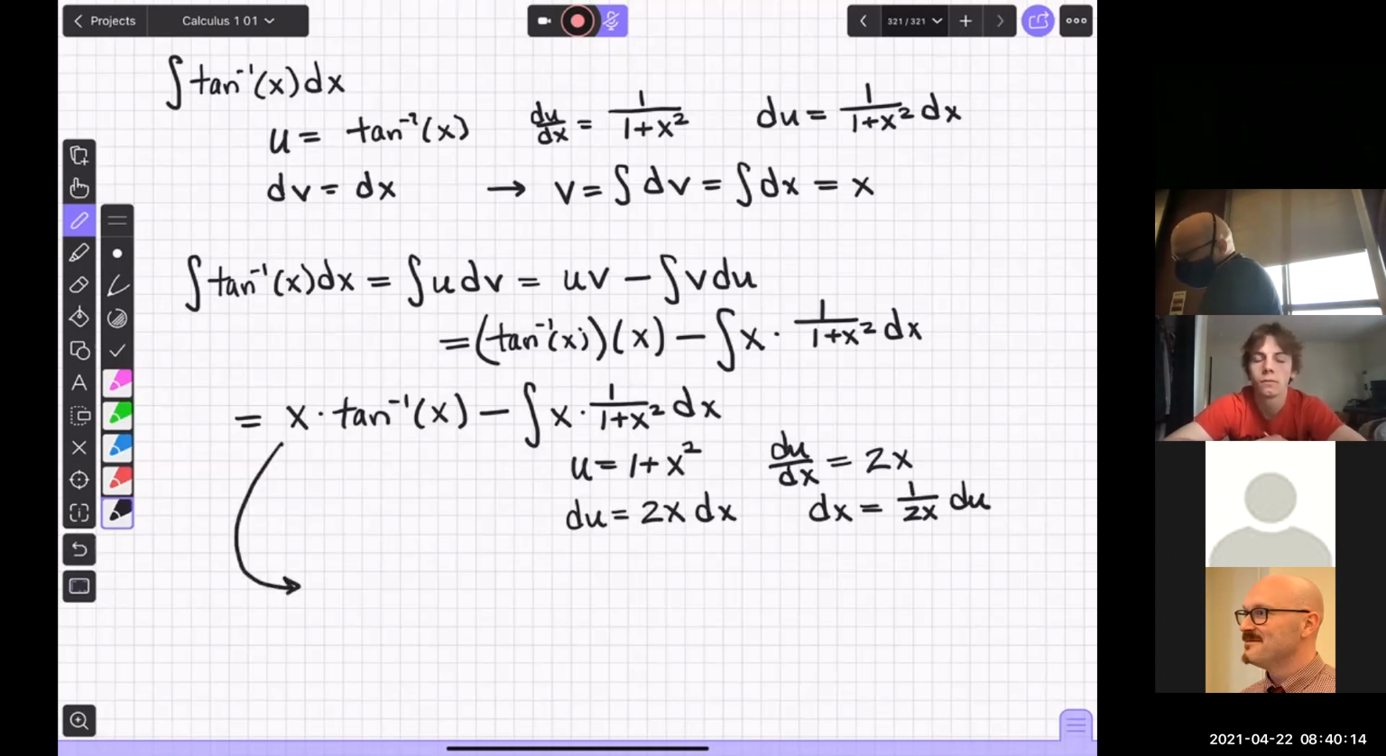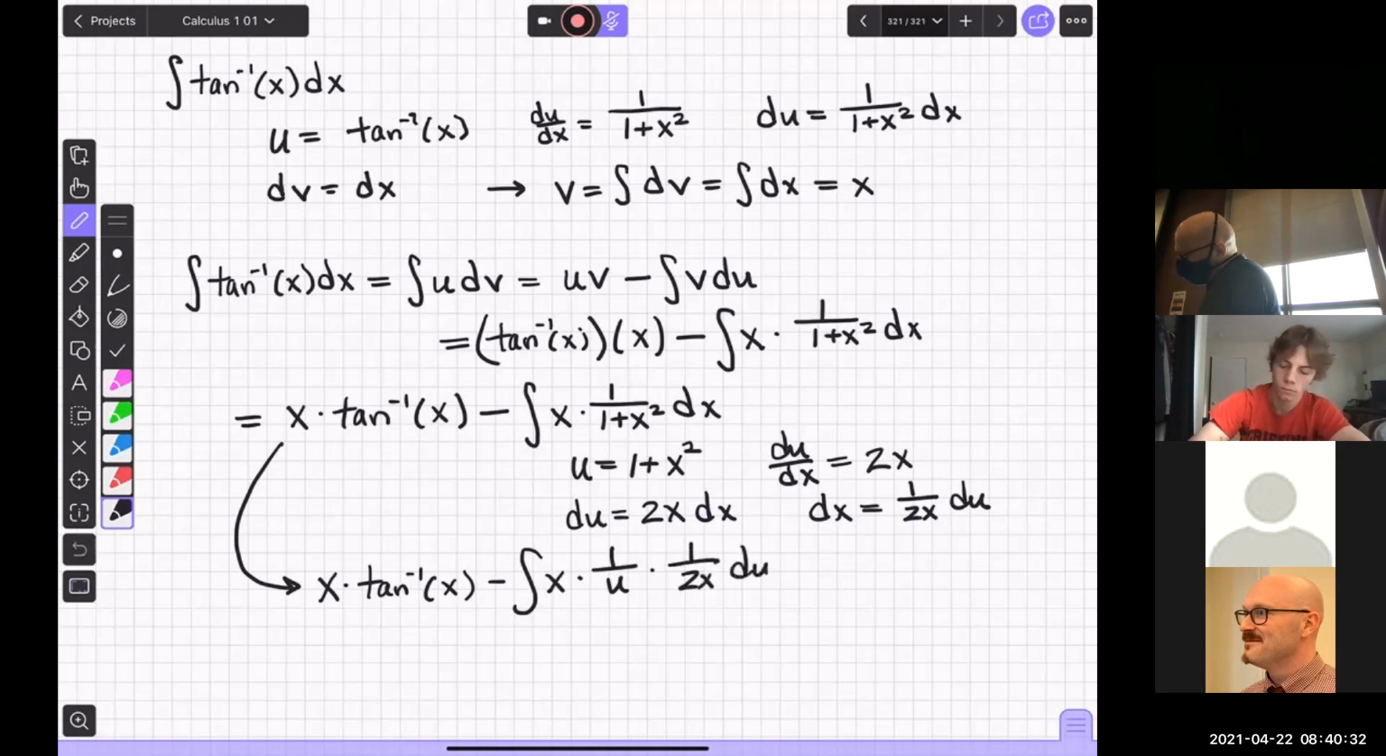So continuing this problem, it's x times the inverse tangent of x minus x times 1 over, well, that's a u there. And then this is a 1 over 2x du. Well, now I get to do one of my all-time favorite things in math, which is I get to cancel things. Before I go to the next step, let's make sure everybody's caught up.